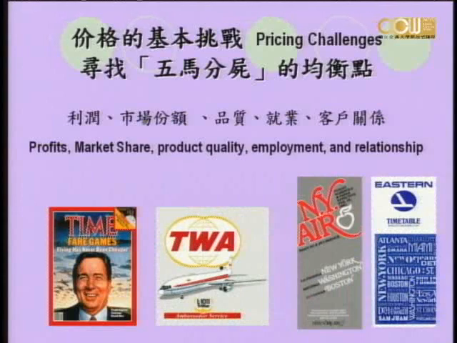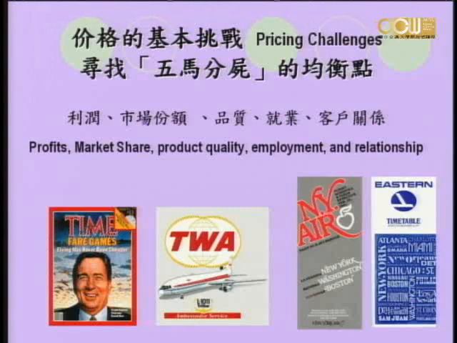The pricing challenge is that companies in general try to balance profit, market share, product quality, employment, and relationship. Now, why is this? Very easy. All of these try to share that. So you worry about your market share, that's your game. Worry about your profit, worry about product quality. In China, in a socialist country, you worry about your employment.